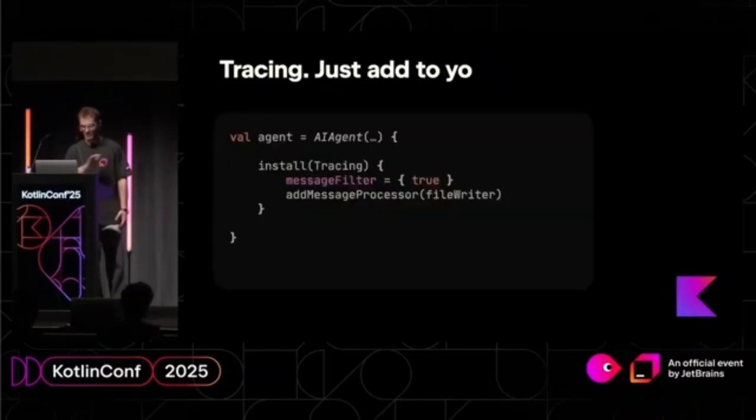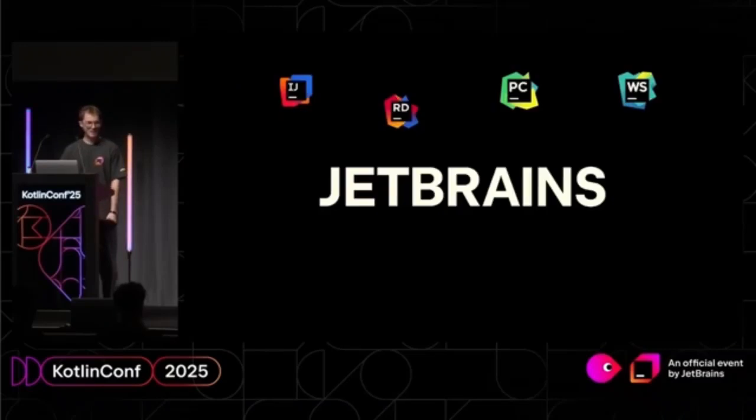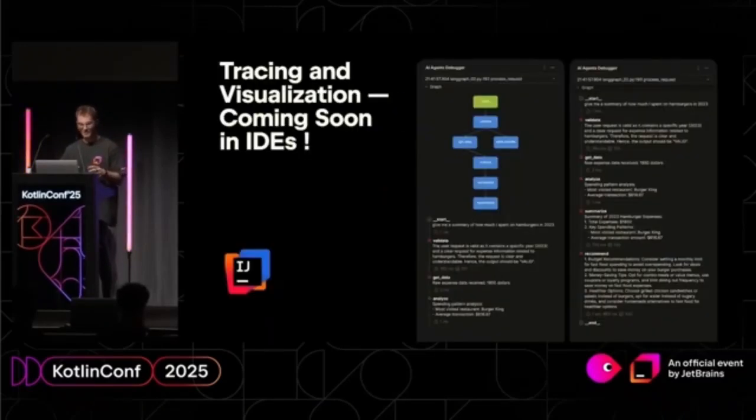And for that, you only do this. You install tracing, and you provide the collector of the traces. You provide where to store the traces. You can implement your own, or you can use one of the available ones. And of course, remember, we are the tooling company. And of course, soon we'll provide IDE support for that. So you'll be able to visualize your strategy, what's happening right now in the agent, and you'll also be able to see the trace and debug the agent using your IDE.